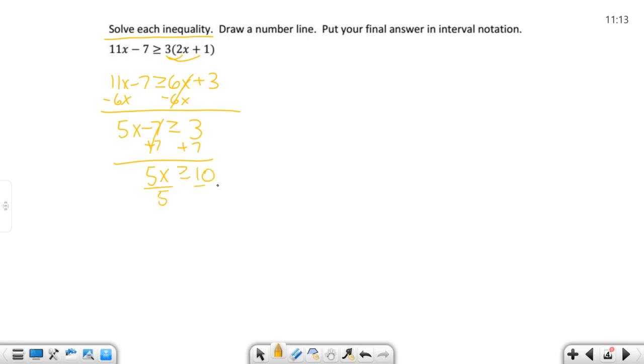And then I'm going to do what? Divide both sides by 5. And that 5 is not negative, so I'll leave it greater than or equal to. 10 divided by 5 is 2.